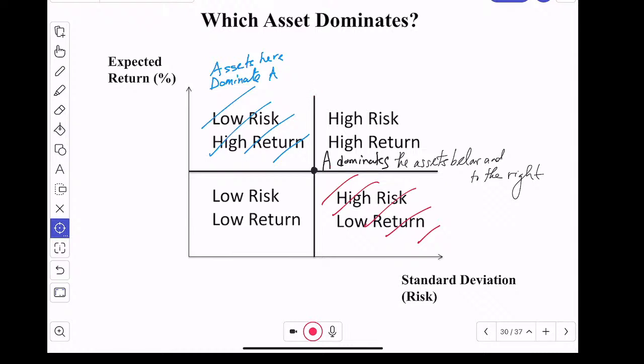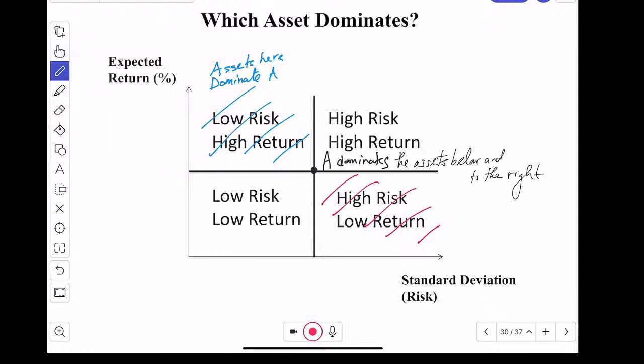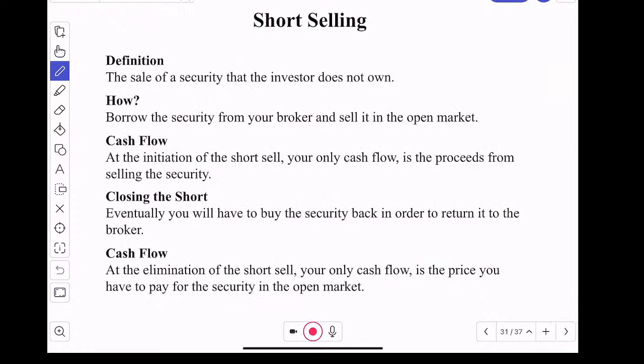So actually, I should make it clear that this whole quadrant dominates A. Okay? So that's terminology. Now, any questions so far?